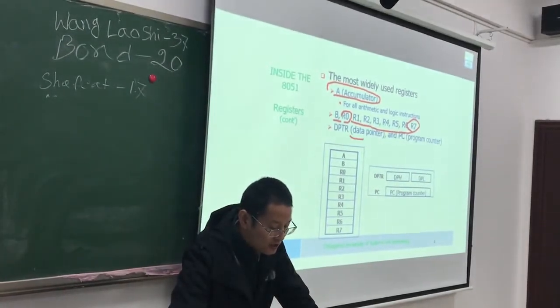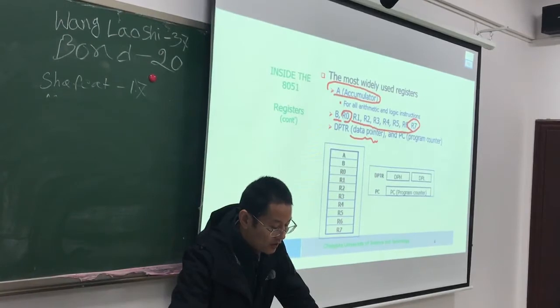DPTR is the data pointer, divided into DPH and DPL. DPH and DPL are 8 bits, which means DPTR is 16 bits. PC is the program counter. It cannot be accessed by the user, only controlled by hardware.